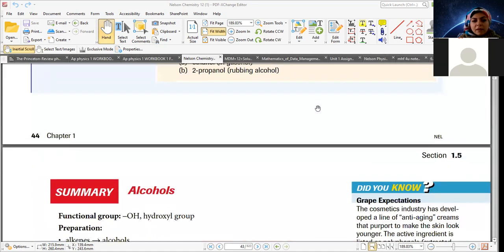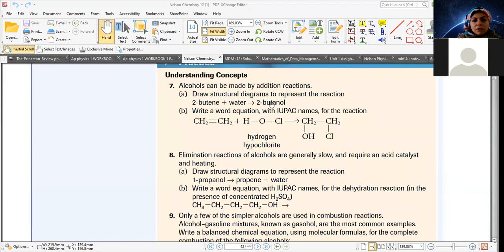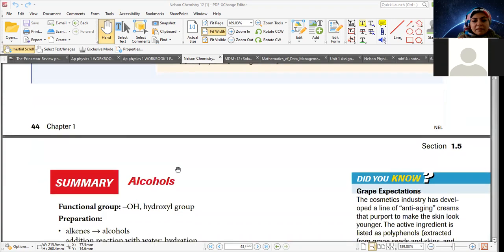Now this is page 44. You do question number 7. Number 8.